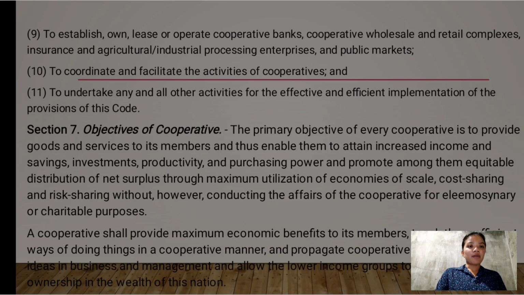This defines the primary objective of a cooperative, which is to provide goods and services to its members, helping them increase their income, savings, investment, productivity, and purchasing power. It aims to promote fair distribution of profits through economies of scale, cost sharing, and risk sharing, without being a focus on charity.